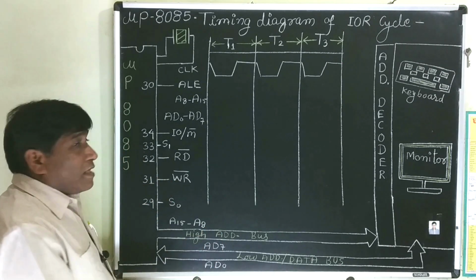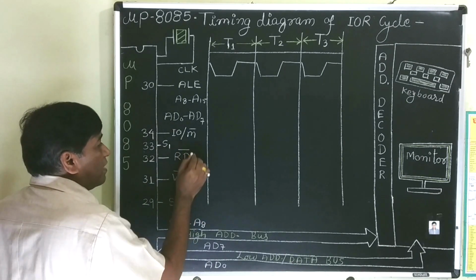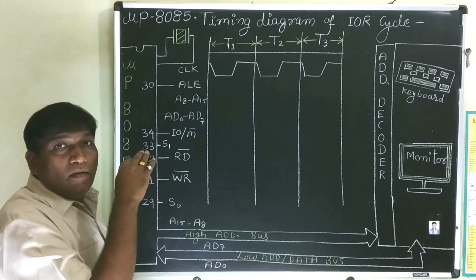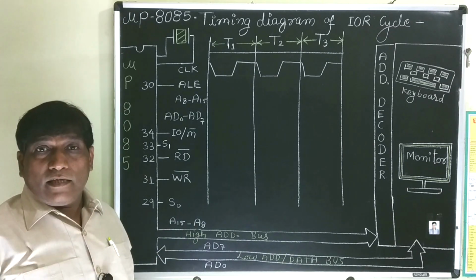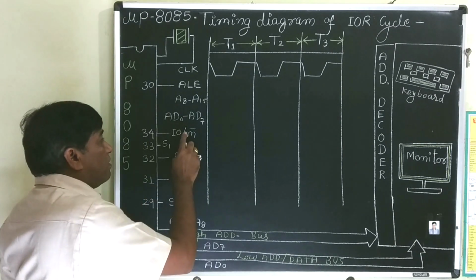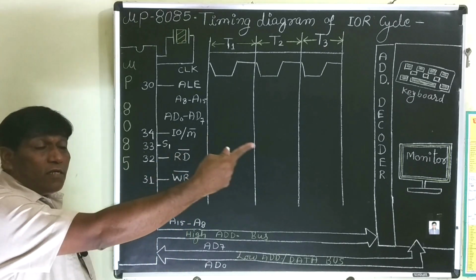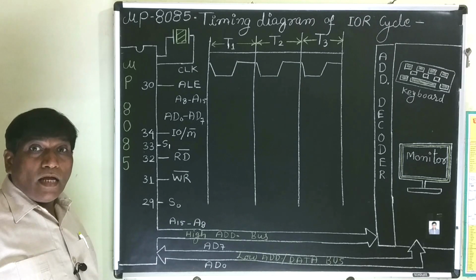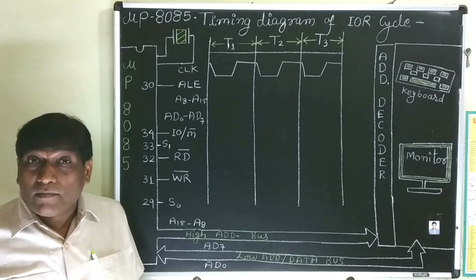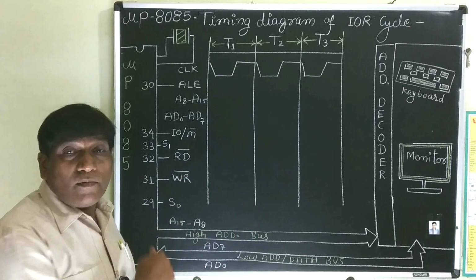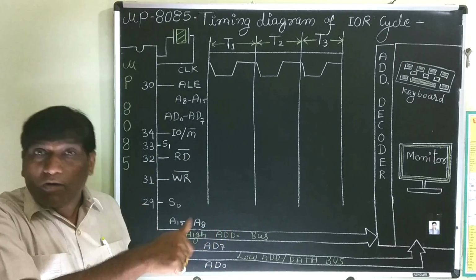Say the memory read signal, which is generated from IO/M bar and read bar with this combination, should be connected to the memory. Suppose the memory write signal, generated from IO/M bar and write bar, should again be connected to the memory. And again, a very important control signal, address latch enable, should also be connected to the memory, to the input devices, and to the output devices.